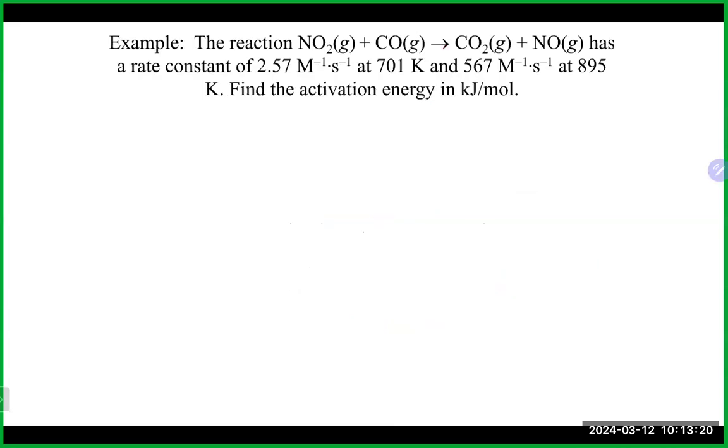So why don't we try it then? In the reaction, we have a rate constant of 2.57 at 701 and 567 at 895. What is the activation energy? Let's take a few moments and see what you come up with here.